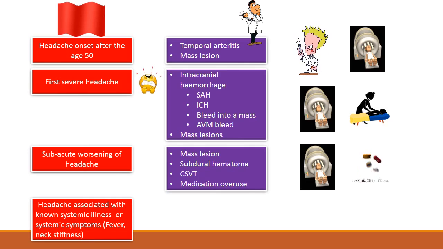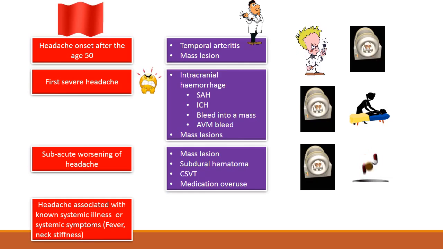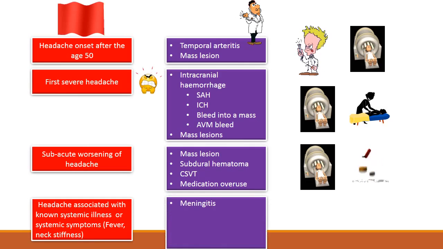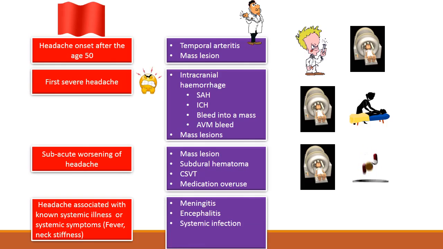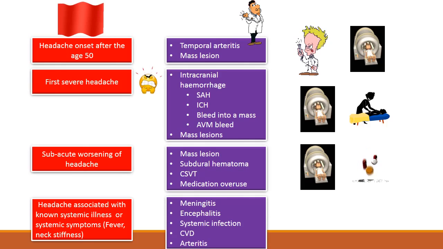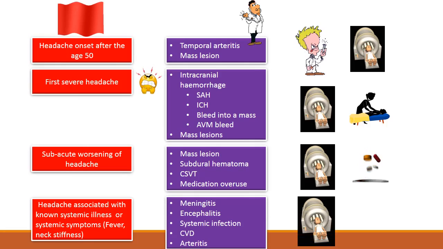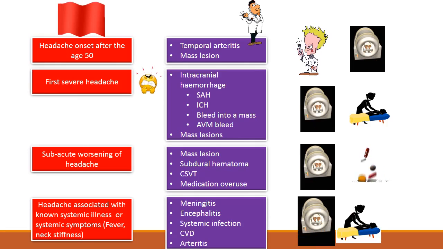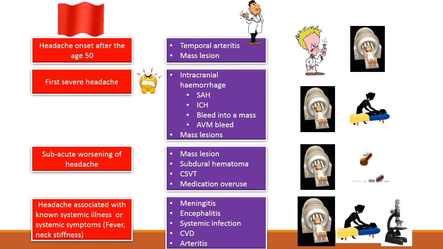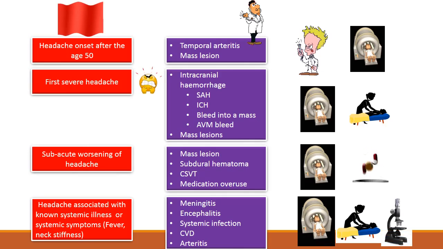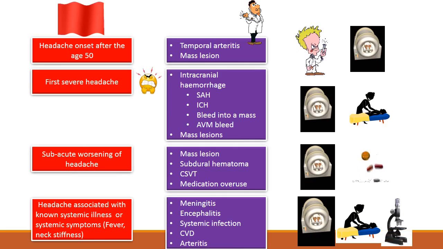If patient complains of headache associated with known systemic illness or systemic symptoms like fever, neck stiffness, the differential diagnosis includes meningitis, encephalitis, systemic infection, collagen vascular disease or arteritis, and the workup should proceed with neuroimaging, lumbar puncture if not contraindicated, and blood investigations for systemic infection and collagen vascular diseases.